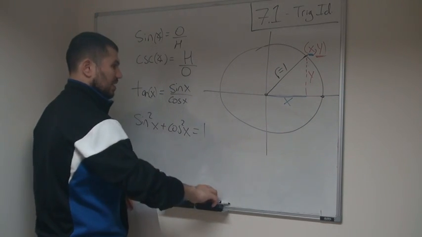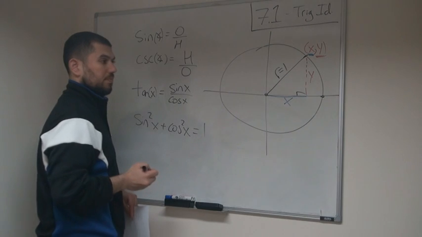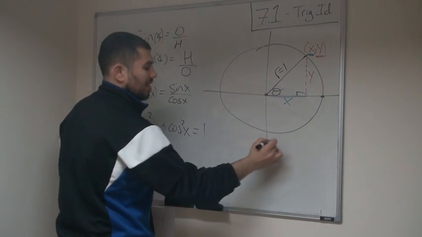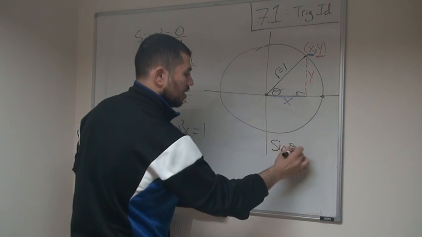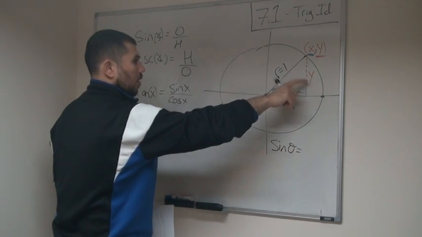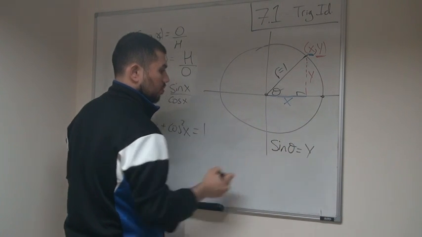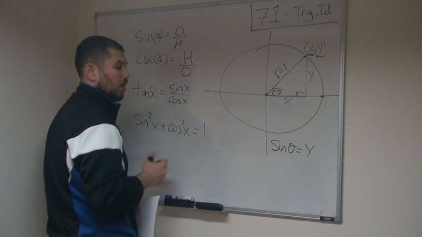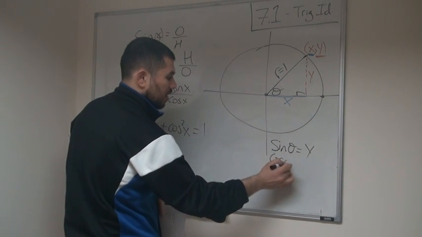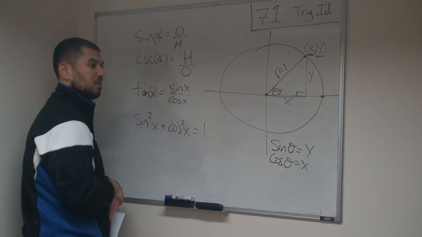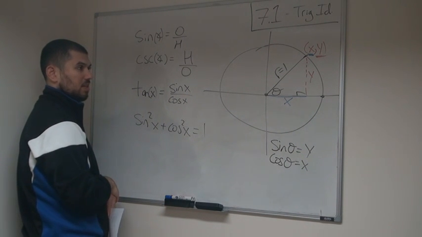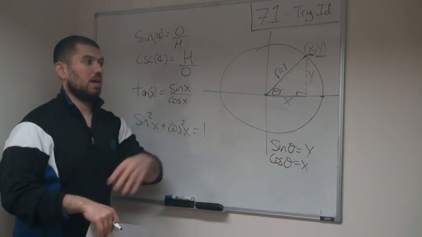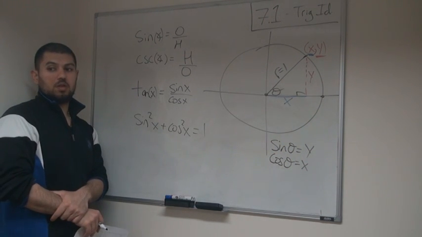And we know, since it's a 90-degree angle, and this is the angle theta, that the sine of theta is equal to the opposite side over the hypotenuse. In this case, since the hypotenuse r is 1, it's y over 1, or y. The cosine of theta is equal to x over 1, which is x. Now, this happens to be a right triangle where the hypotenuse is equal to 1.